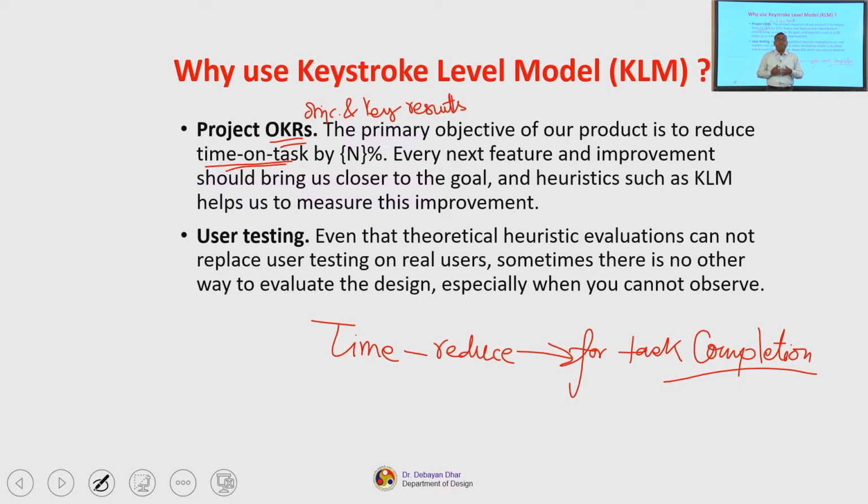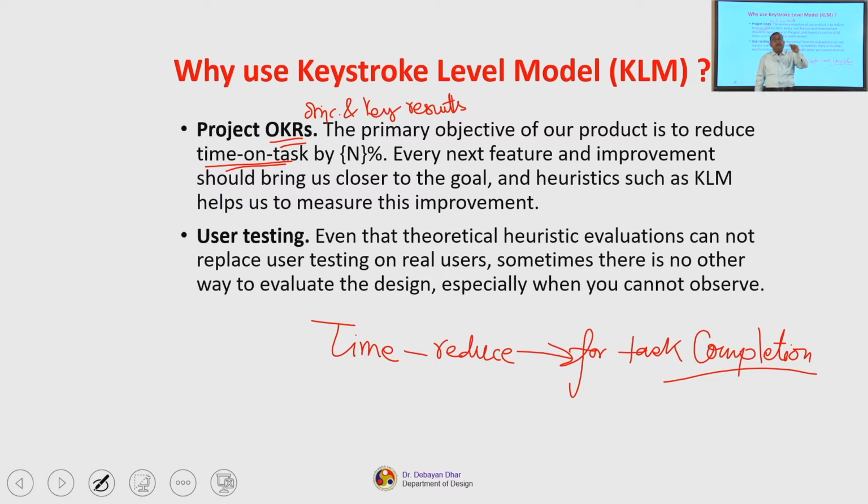Fourth is user testing. Even theoretical heuristic evaluations cannot replace user testing on real users. Sometimes there is no other way to evaluate design, especially when you cannot observe. So, these are some of the constraints when you do not have access to your users. Though it is widely accepted that these theoretical models cannot replace the feedback that you would get from conducting actual user testing, it is better to have something than nothing.